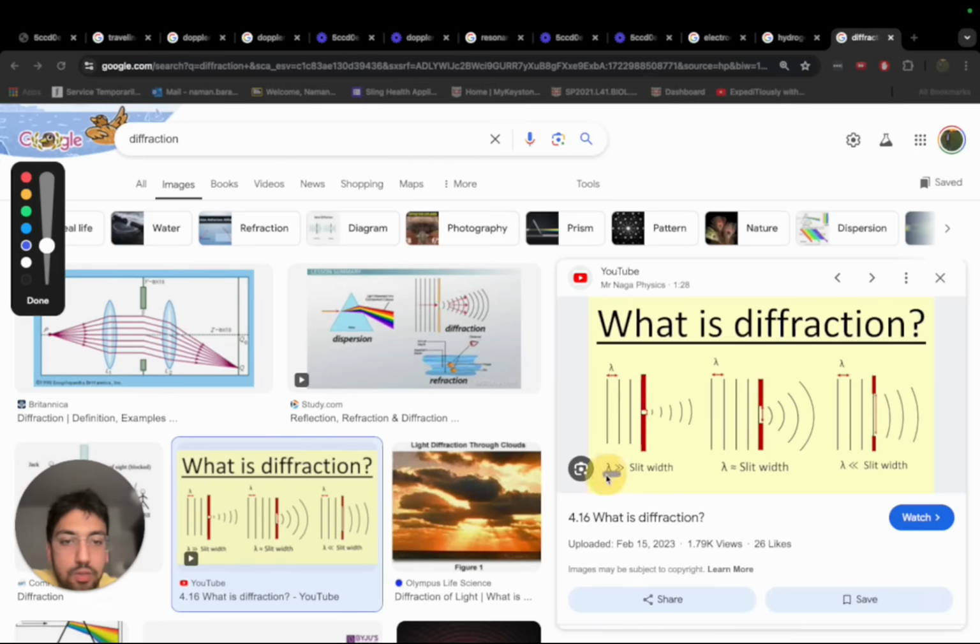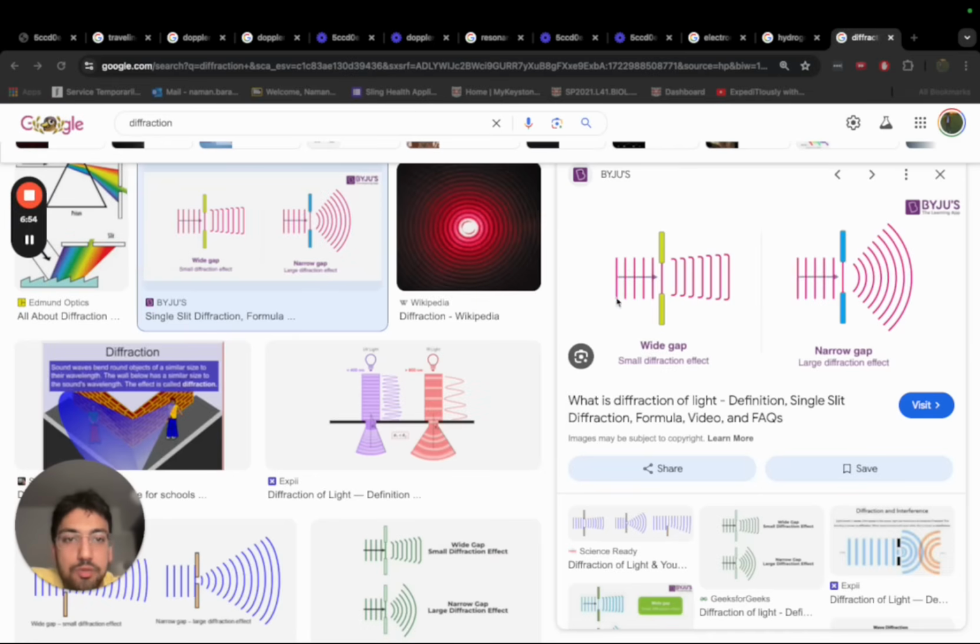Okay. And you can see here the wavelength is much greater than the slit length here, and then the wavelength is about the slit length here, and then the wavelength is much less than the slit width here. And that's how you can imagine it. Okay, this is a good example of what I'm saying. This is a small diffraction effect, and this is a large diffraction effect, because this is a narrow gap and this is a wide gap.